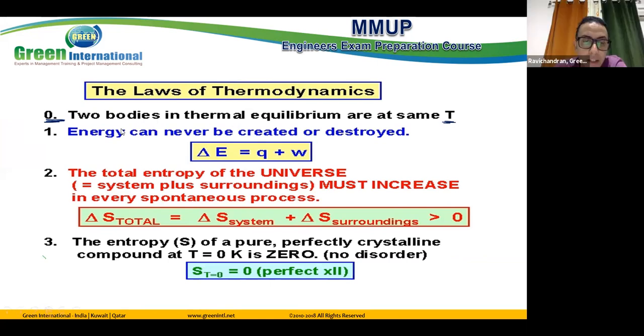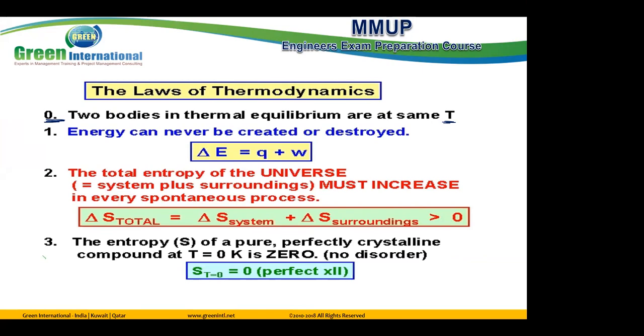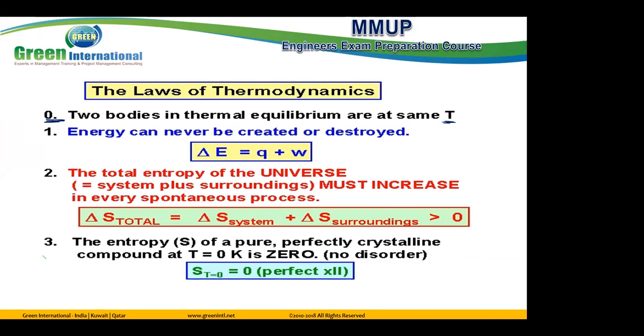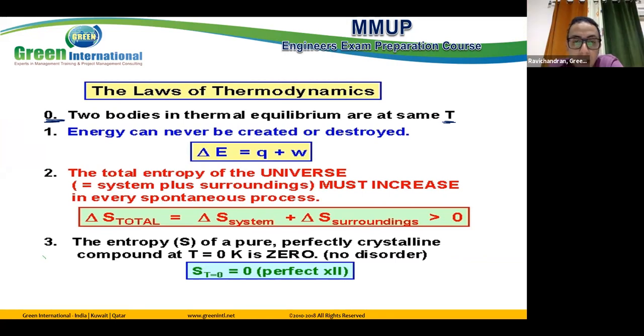Okay. First law of thermodynamics. Let me define it here. The first law of thermodynamics says energy can never be created or destroyed. It is going to change from one shape to another, or from one phase to another, but never be created or destroyed.